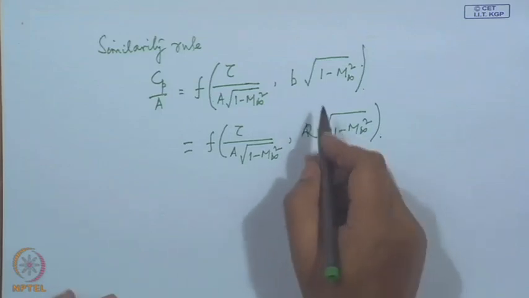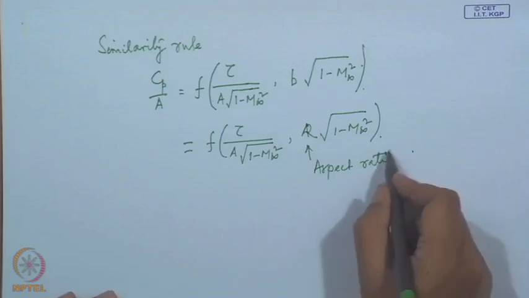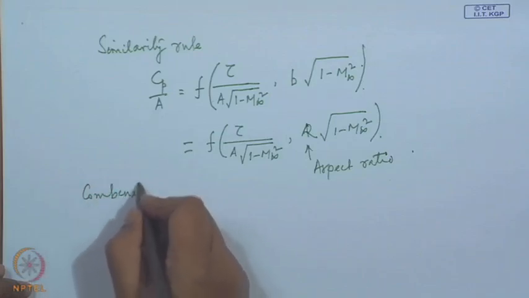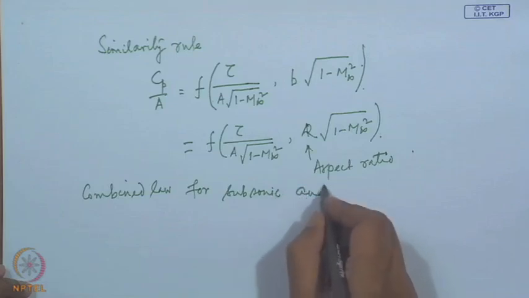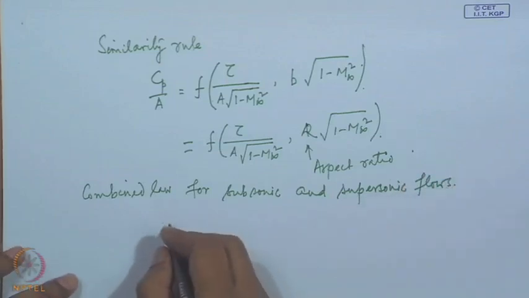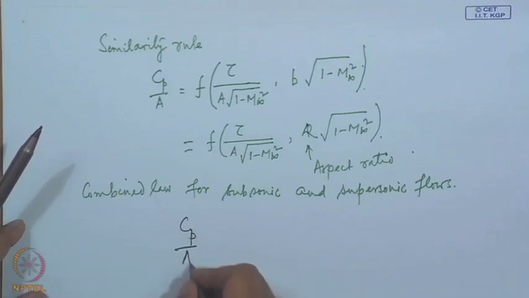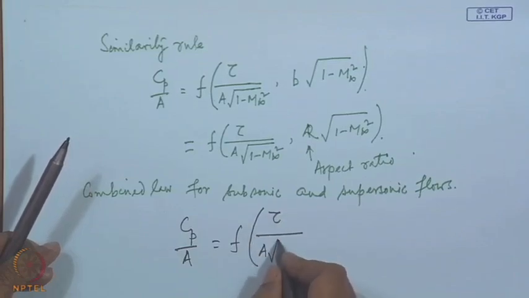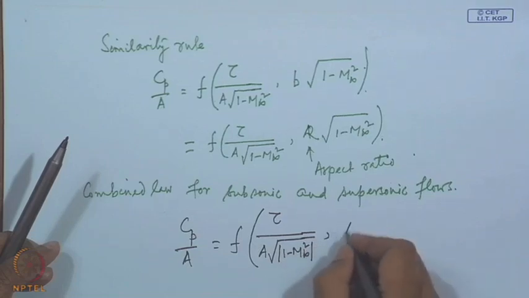and this is the aspect ratio of the wing. And the combined law for subsonic and supersonic flows is C p by A as a function of tau by A absolute of 1 minus m infinity square, as well as aspect ratio.